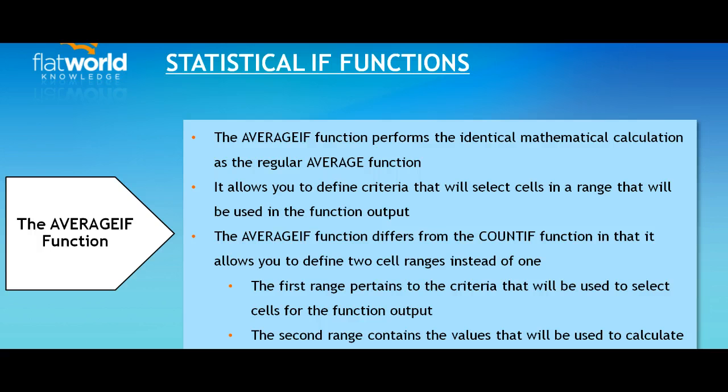AVERAGEIF works a lot like COUNTIF. It is identical to the AVERAGE function, but the difference is that it's conditional. It's more conditional than the plain AVERAGE function. You're going to average it if it meets the criteria that you tell it. It also differs from the COUNTIF function because it allows you to define two cell ranges instead of just one. The first range will pertain to the criteria that will be used, and the second has to contain the values that will be used to calculate the mean.